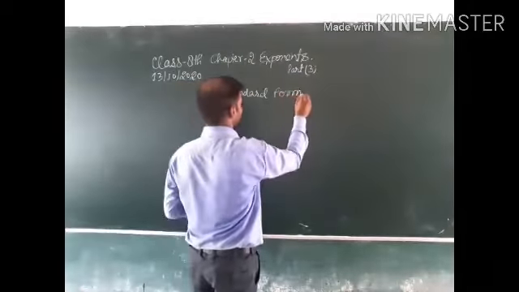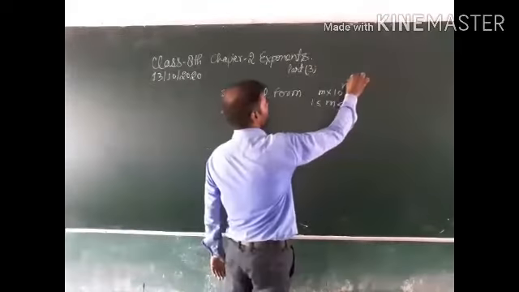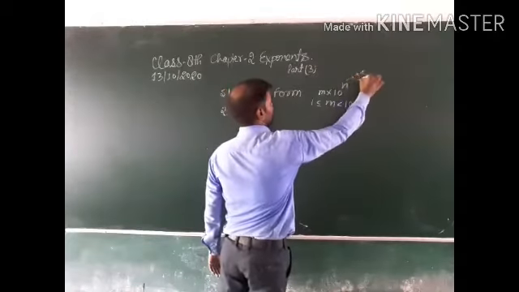The standard form of a number is m into 10 to the power n, where the value of m is greater than or equal to 1 and less than 10, and n is either positive or negative. So 272. How can we write the standard form of this given number?